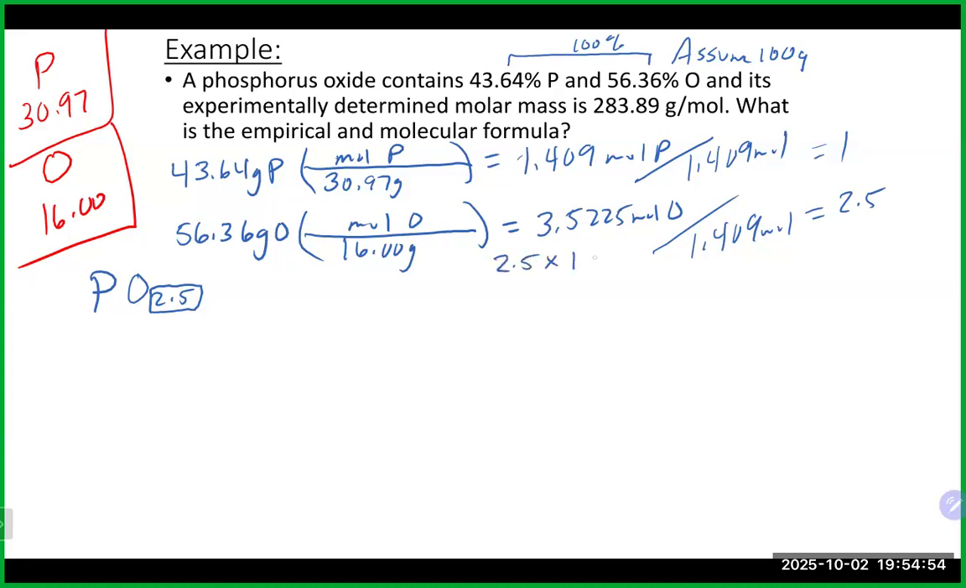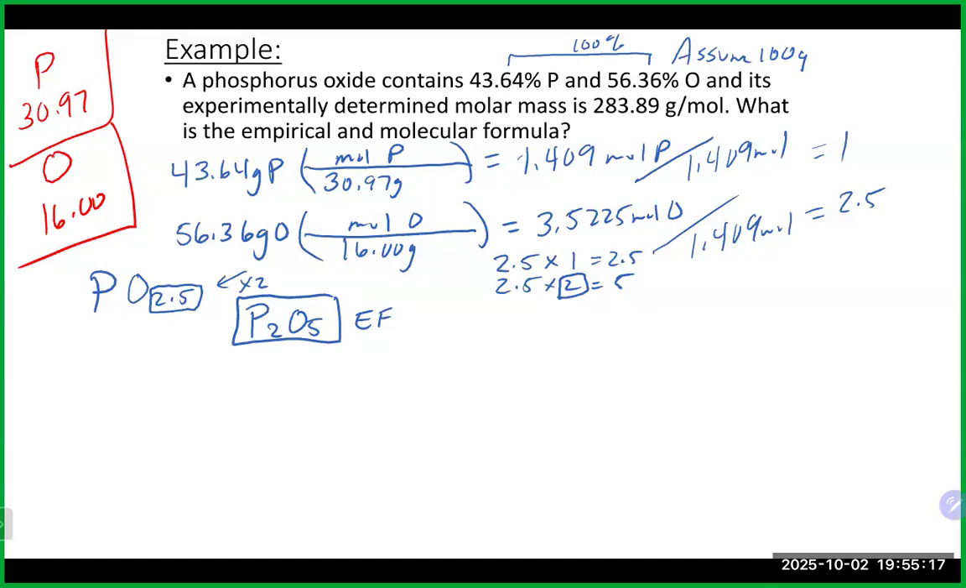So we just need a factor to get ourselves to a whole number. So if we take 2.5 times 1, that's 2.5. 2.5 times 2, that is 5. So the 2 is the factor we want to use here. We want to multiply this entire thing by 2, and that will give us P2O5 as our empirical formula in this case. Any questions on that there?